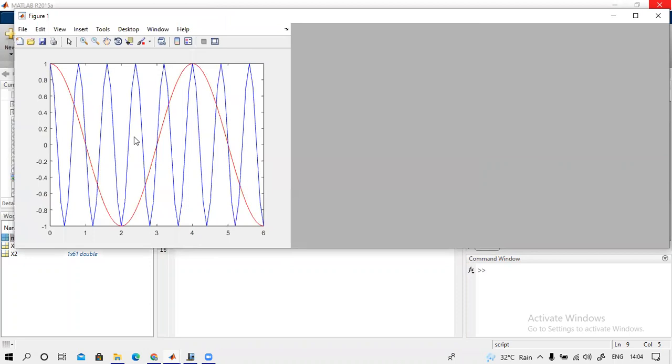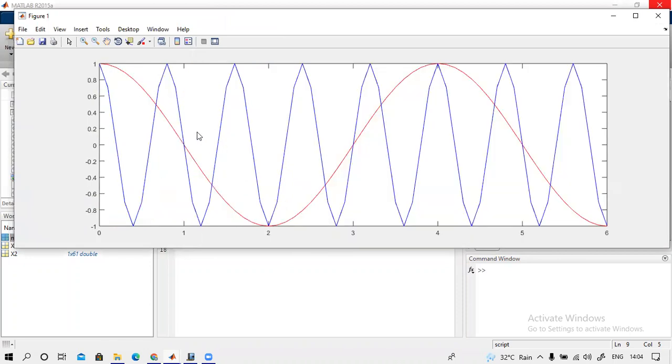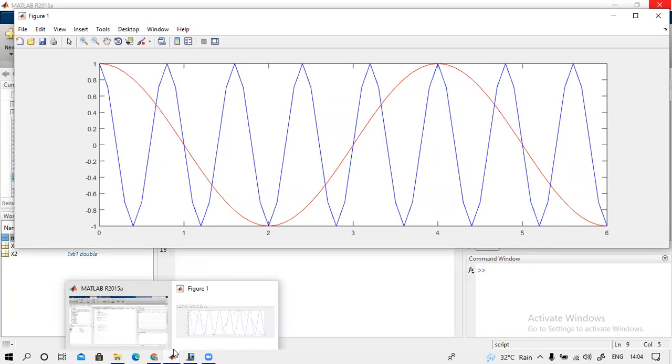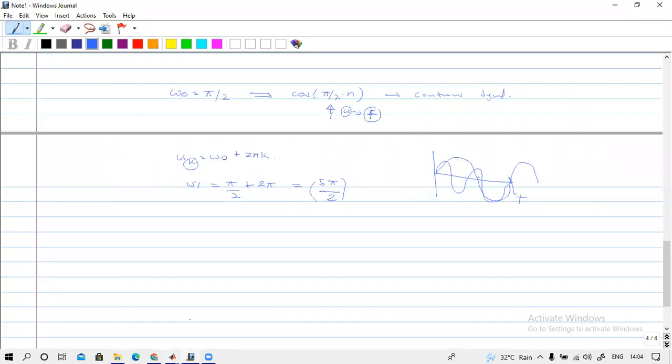So you can see that if we get the discrete version also, there are two completely different signals. Then how can we say that this signal, cos 5/2 n, is equal to cos 5/2 n? How can we say this is completely wrong, no?